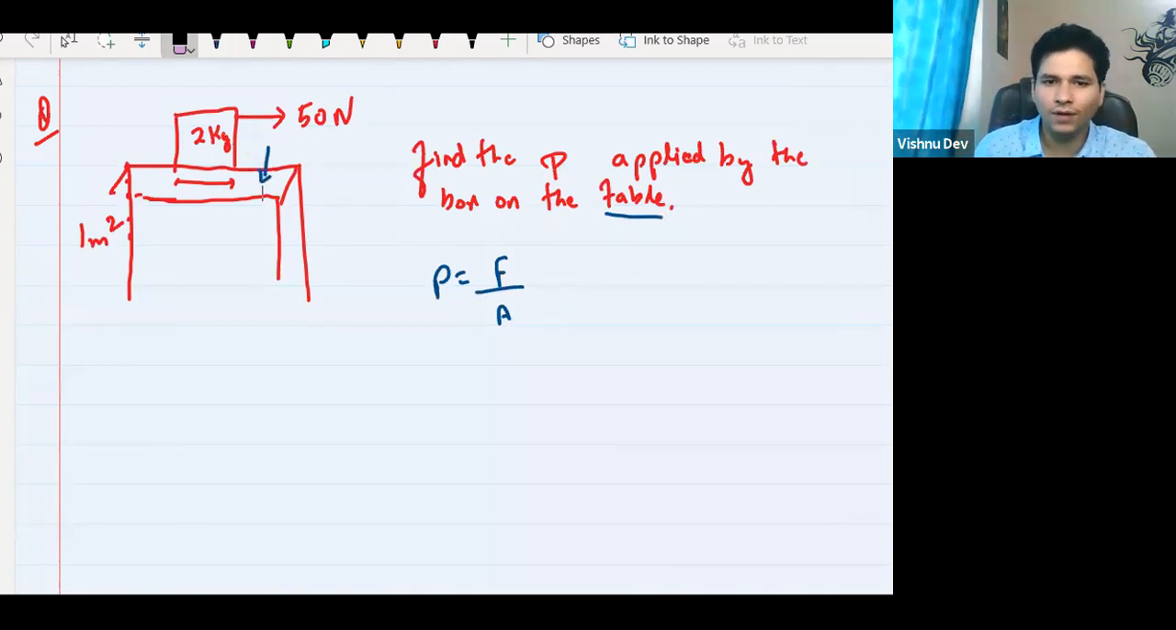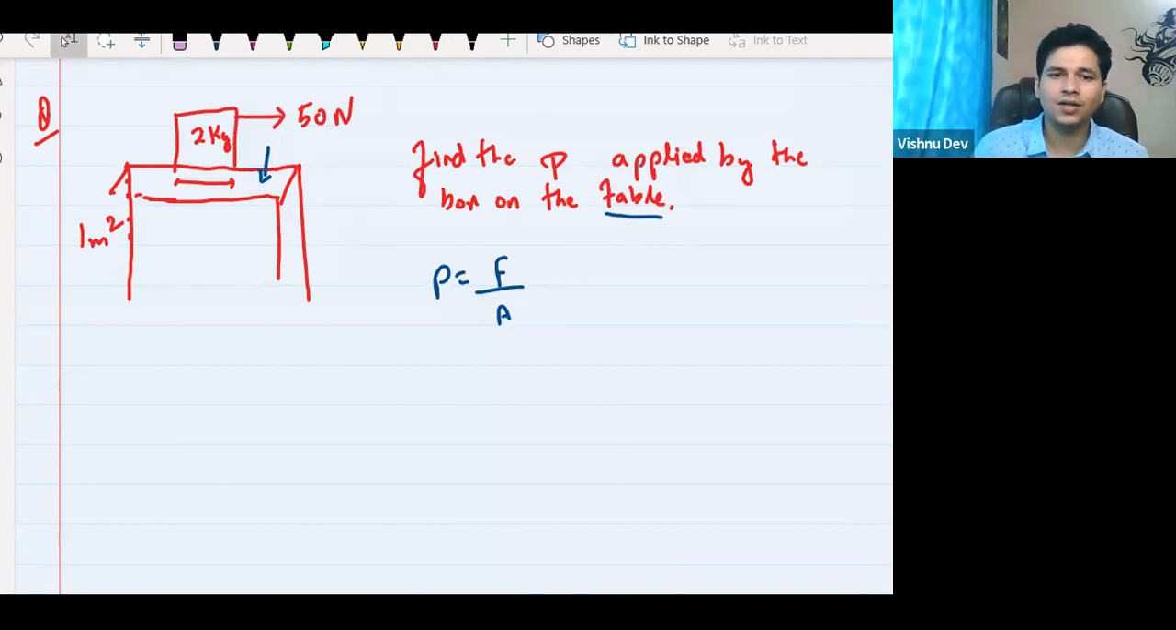Downwards, right? But this 50 Newton, tell me, is it in this direction, yes or no? This 50 Newton is not the perpendicular force. That is the concept, right? 50 Newton is not your perpendicular force. Okay?